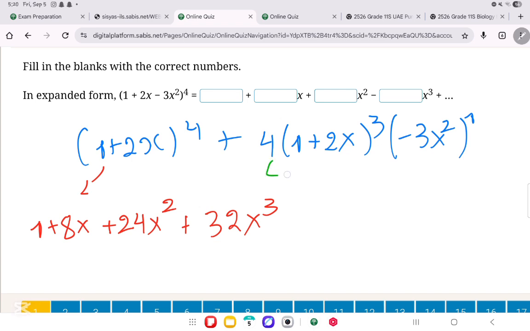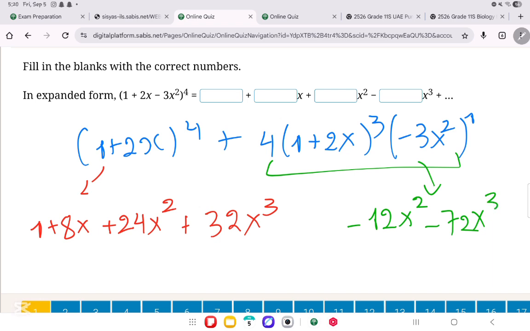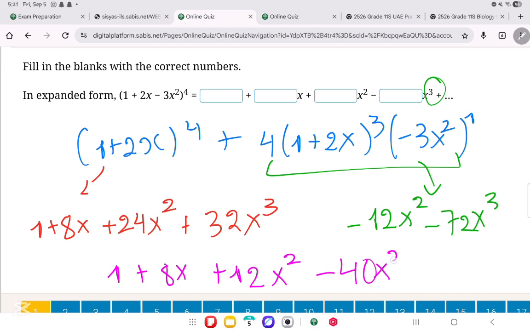Now, this one, what was the answer for this one? The answer for this one was minus 12x squared, okay? Minus 72x to the power of 3. Do we continue? Do we put minus 144x^4 minus 96x^5? No, because the maximum we need is x^3 now. Perfect. All we need to do is to add. Now it's going to be 1 plus 8x plus 12x squared minus 40x to the power of 3.